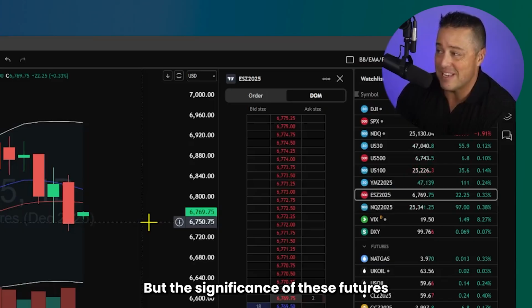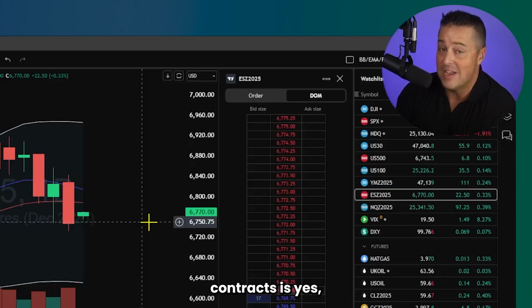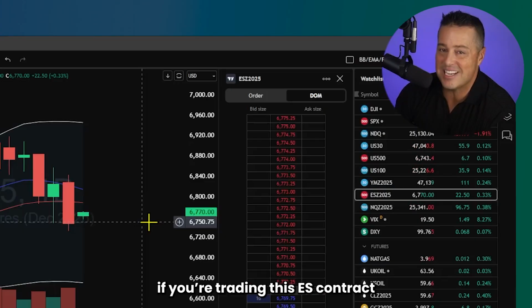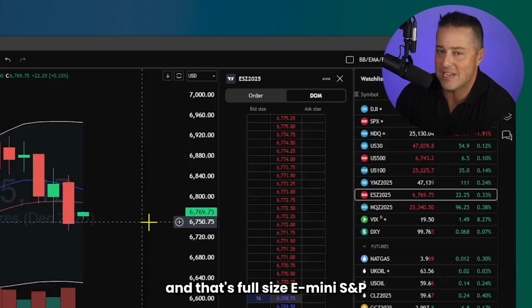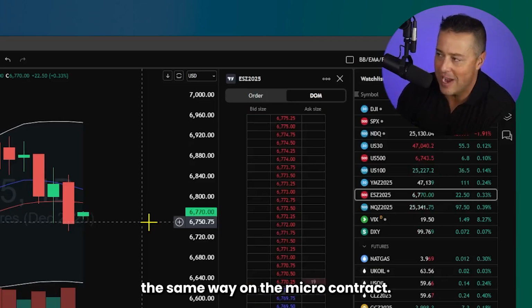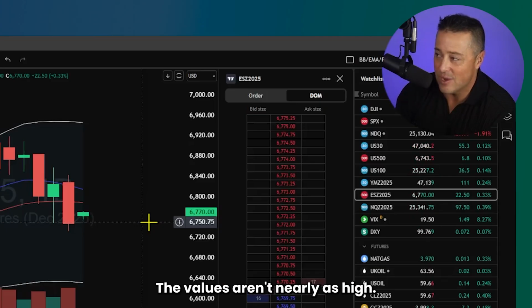But the significance of these futures contracts is, yes, they do expire. They do close every day. And they take a lot more margin money to trade, especially if you want to hold it through a market break. So something to think about there if you're trading this ES contract, and that's full-size E-mini S&P 500 futures. The market works exactly the same way on the micro contract. It's just much, much smaller. The values aren't nearly as high.